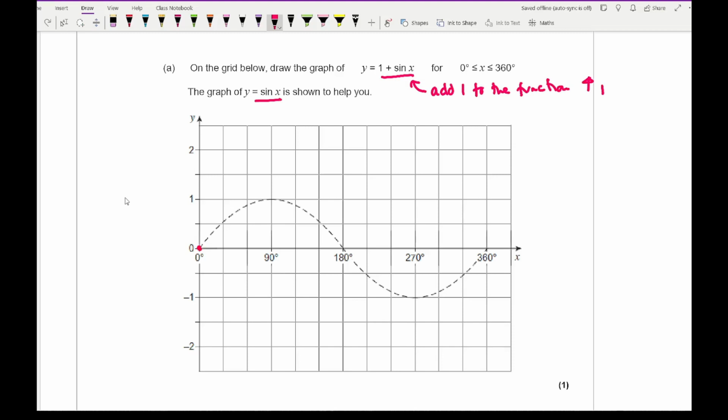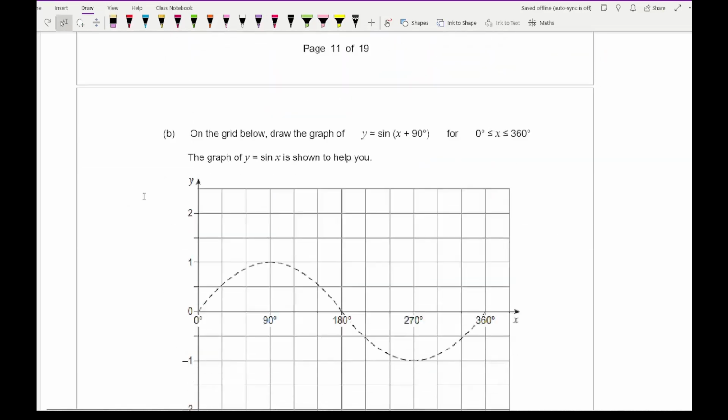So again, looking at the key points, this 0 becomes plus 1, this becomes 2, this point here becomes there, this point there becomes there, and this point here becomes there. So what it looks like is it's going to look something like that.